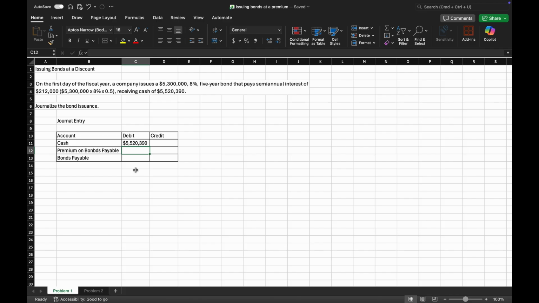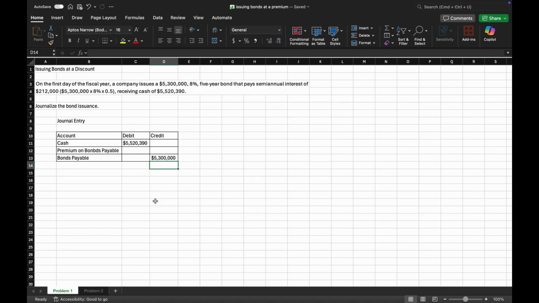Luckily, we know the face value of the bond is $5,300,000, so we can put that as a credit to bonds payable. $5,300,000. Now, for the premium on bonds payable account.